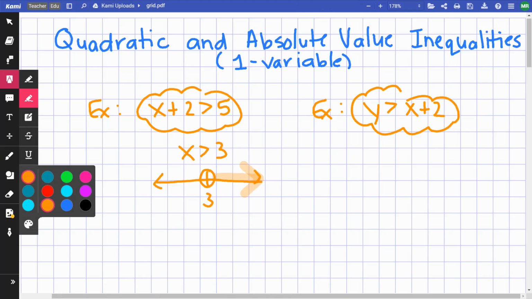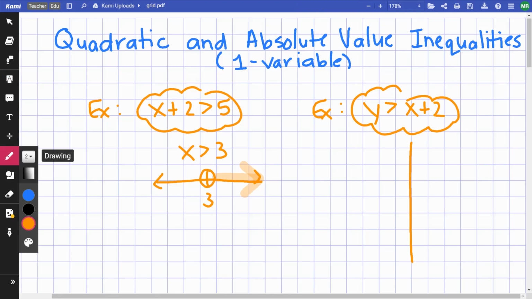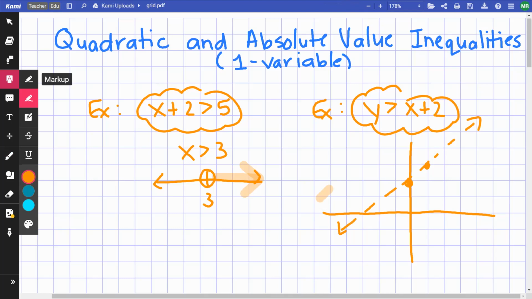The other situation, I would have had a graph on an XY axis. I would have gone up to 2. I would have gone up 1 over 1. I would draw a dashed line because it's not including that line. And if I want greater, I want values that are above that line. I want y's higher than that line. So I would have shaded above that line, okay?